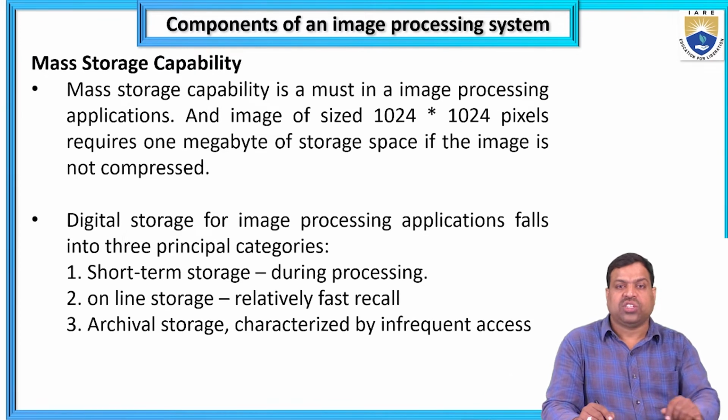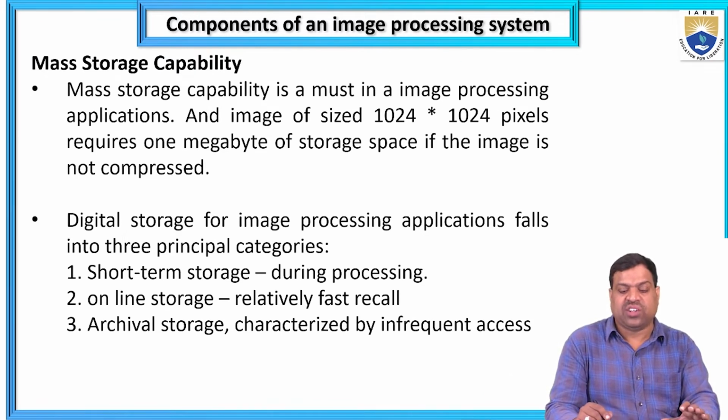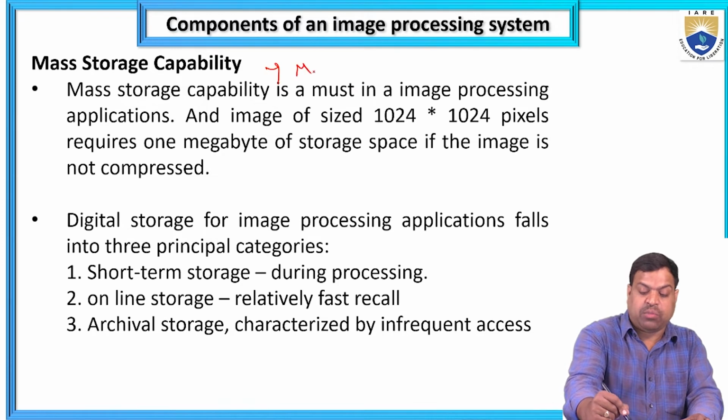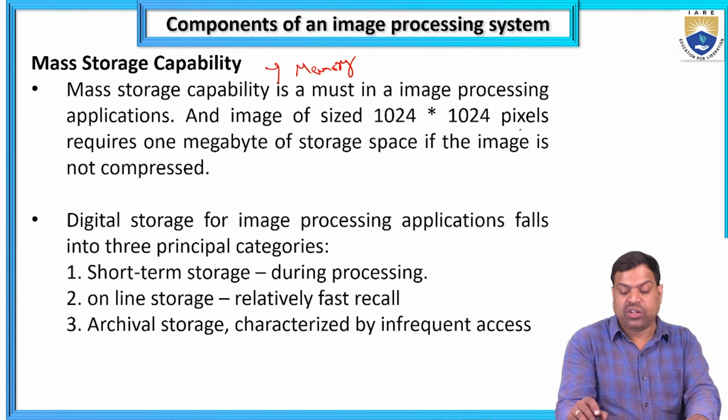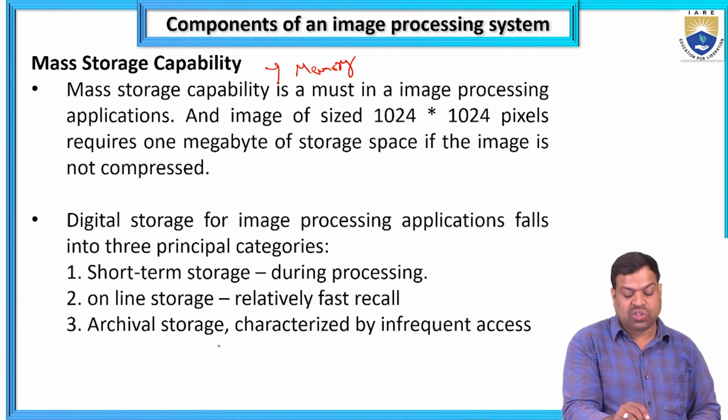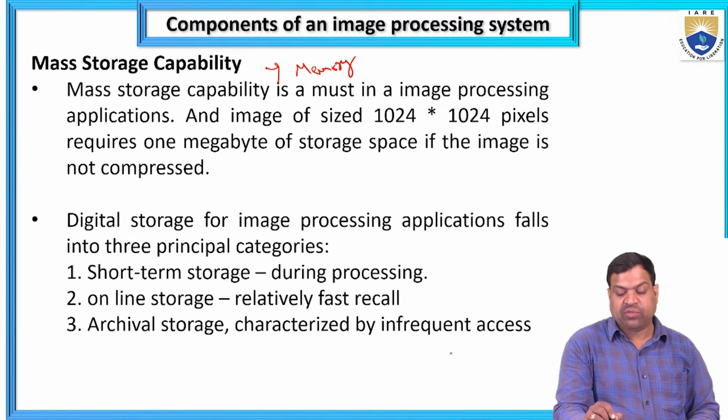And mass storage capability. Mass storage is like a memory. Mass storage capability is a must in an image processing application, and an image of size 1024 by 1024 pixels requires 1 megabyte of storage space if the image is not compressed. Digital storage for image processing applications falls into three principal categories. Short-term storage, also called storage during processing. Online storage, with relatively fast recall. Archival storage, characterized by infrequent access.